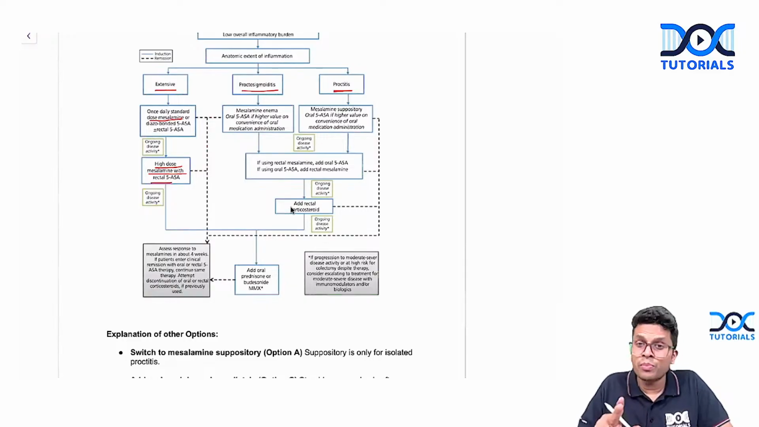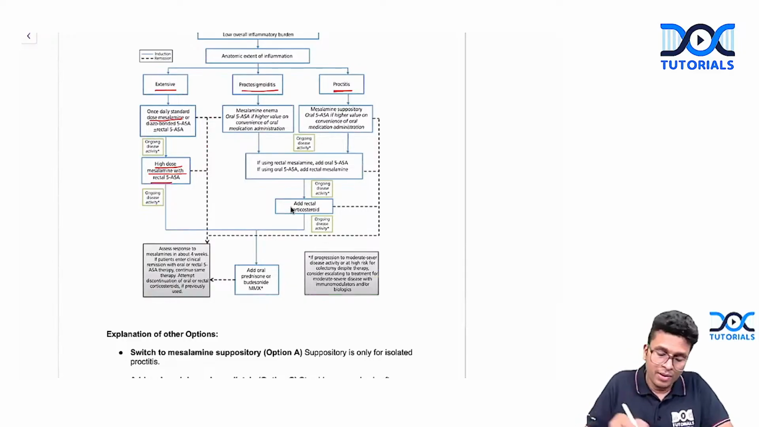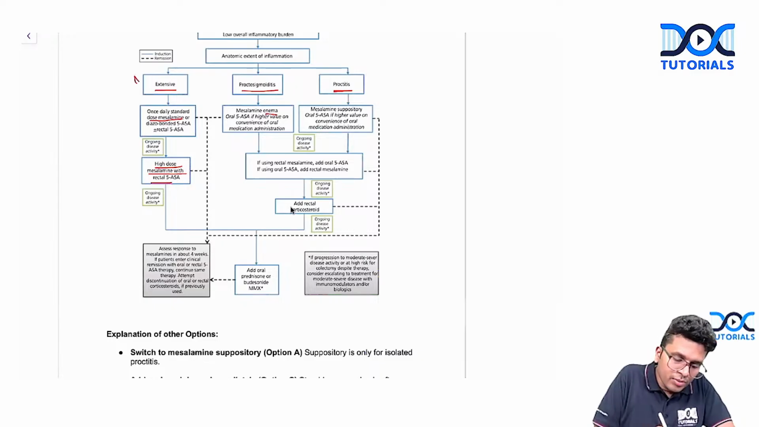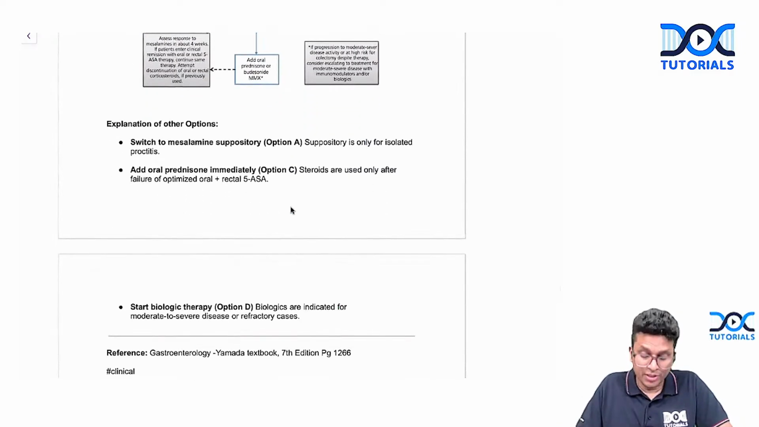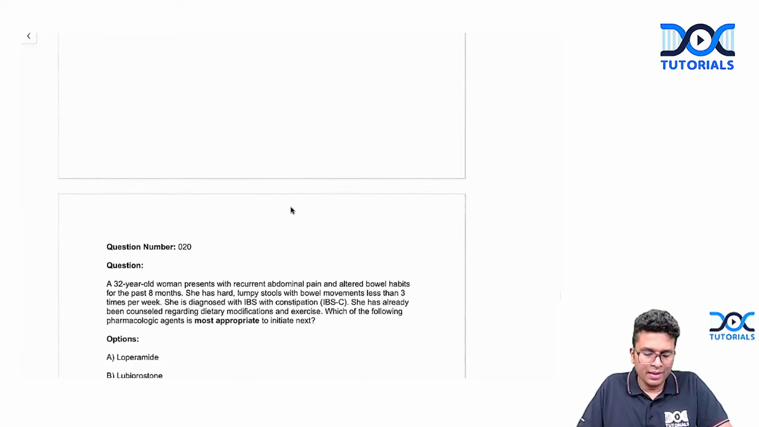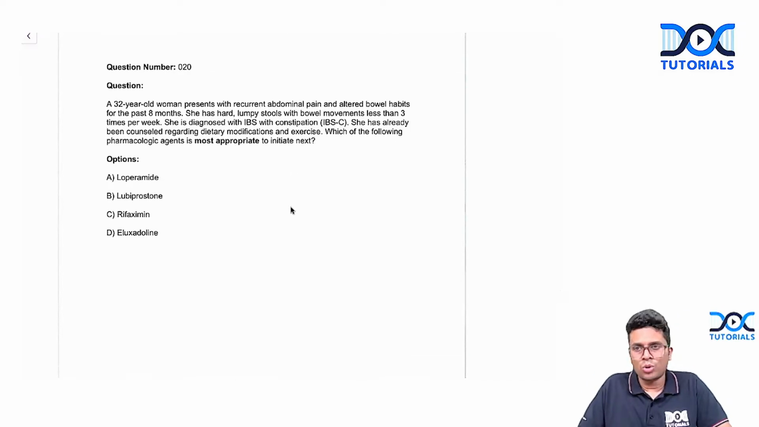Suppose it is proctosigmoiditis, suppository may not be enough. We may even go for enema. So for this question, you have to follow this particular line. The best option in this particular question is to increase mesalamine orally and also give rectal 5-ASA.